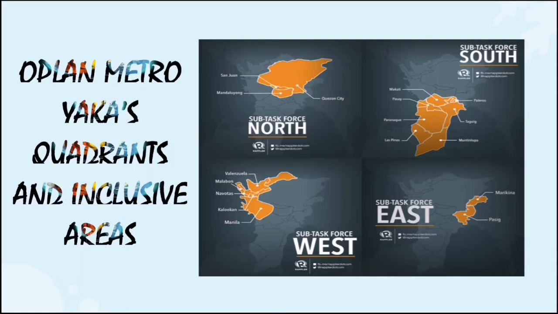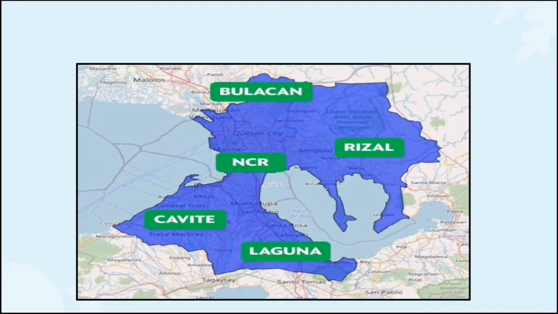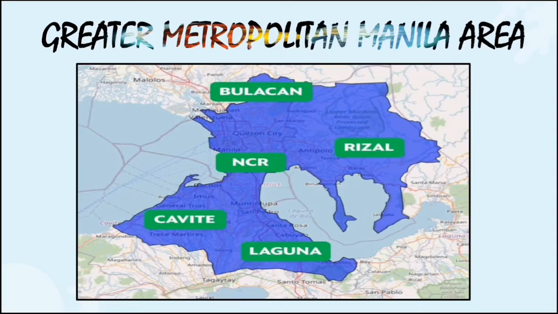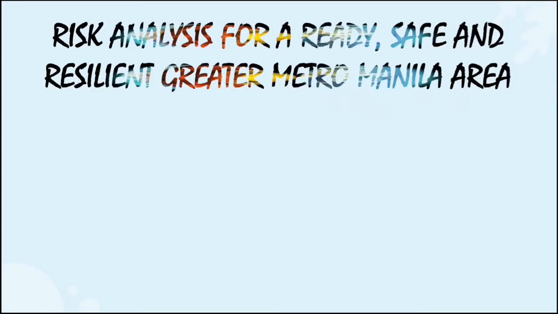Okay? So now let's try to discuss the risk analysis that they have done. This risk analysis again was intended for Metro Manila. A long history of disaster and extreme weather events in the greater metropolitan Manila area prompted the Philippine government to conduct this risk analysis, which was known as the Risk Analysis for a Ready, Safe, and Resilient Greater Metro Manila Area.